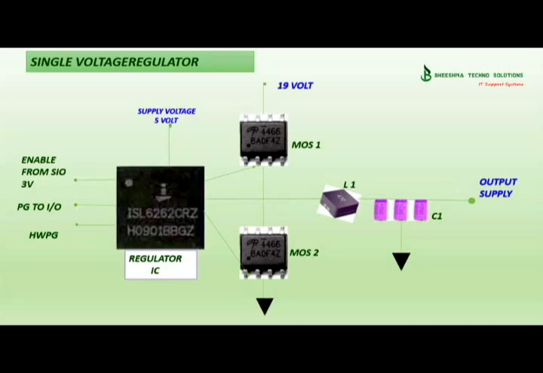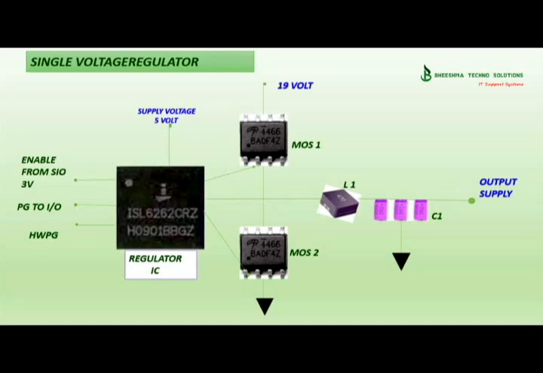Power regulator sections consist of a voltage regulator IC, two or more N-channel MOSFETs, an inductor and some capacitors. There are two MOSFETs in the circuit, and N-channel MOSFETs are used.